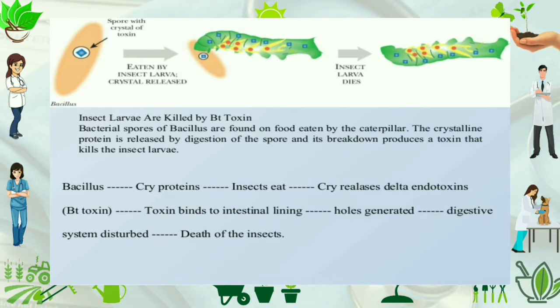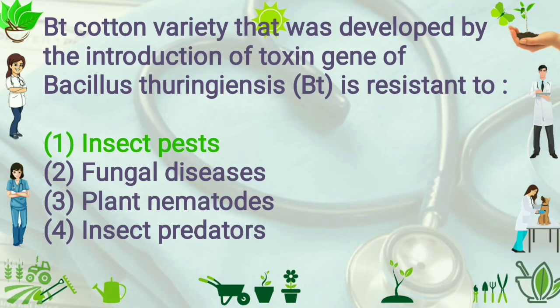Let us see some additional points regarding BT toxins. BT toxins are certain kinds of endotoxins. If insects feed upon this BT toxin, it binds to the intestinal lining, making holes in the digestive system, resulting in the death of the insects. The answer is insect pest.